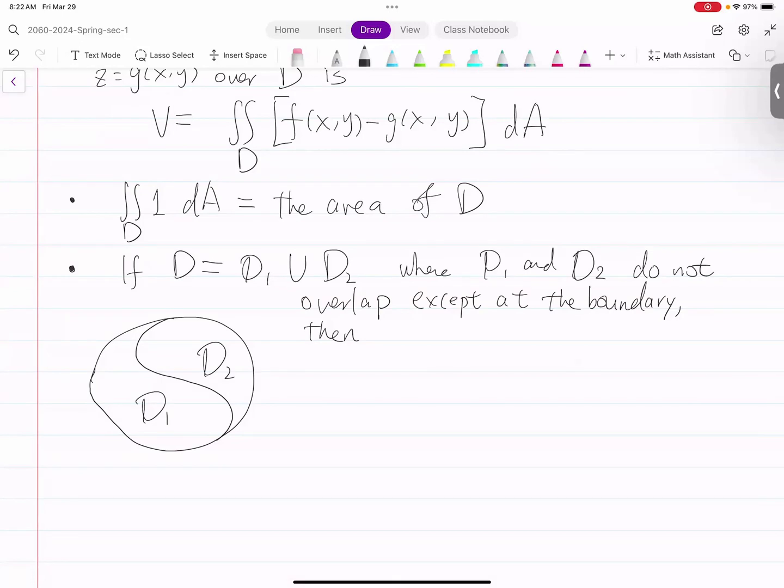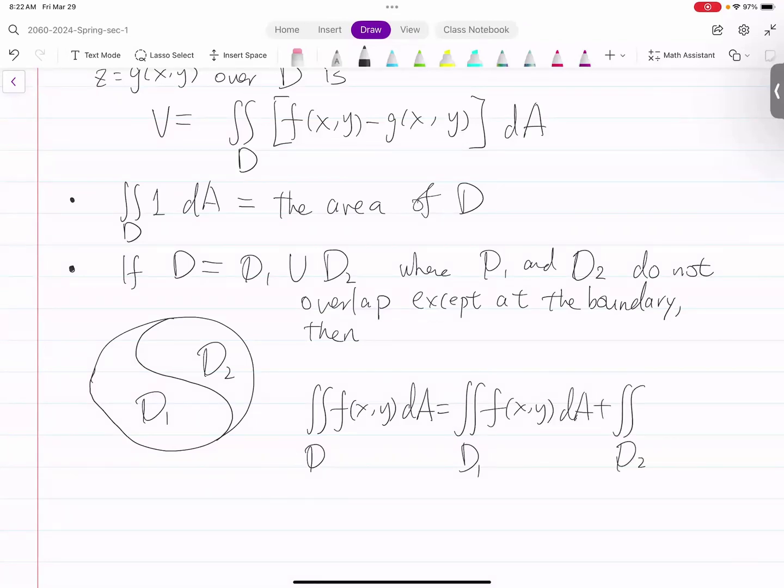So the conclusion here is that the double integral over the region D of some function f of x, y, dA is equal to the sum of the double integral over the region D1 plus the double integral over the region D2 of the same function.